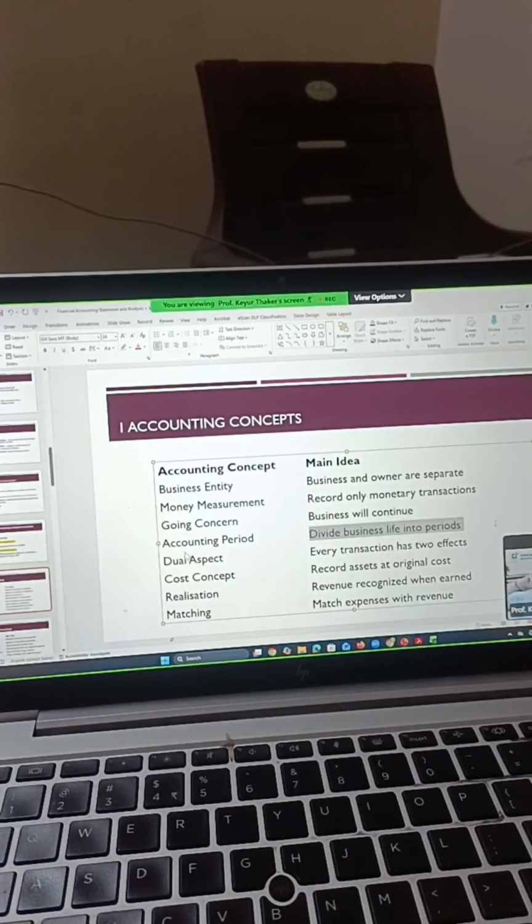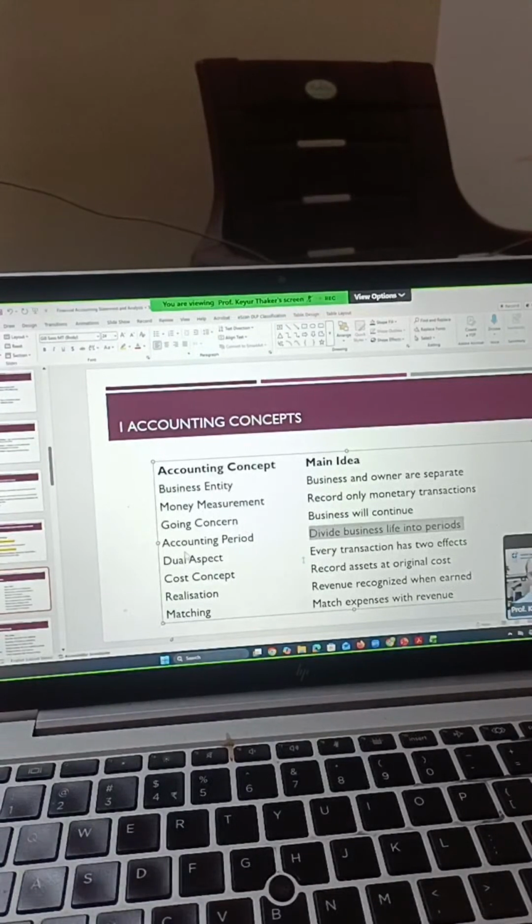Accounting period. We have to divide business life into periods. What happened every year? If you see the TBS, which I showed in the screener, every 12 months we have given numbers. So we have broken the life of the company into accounting periods, and we have given the numbers for those accounting periods.